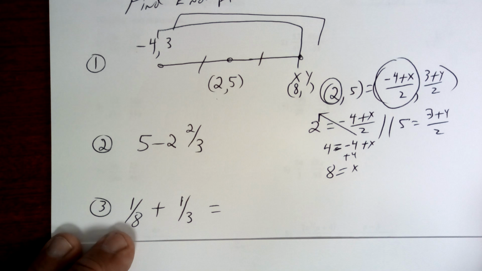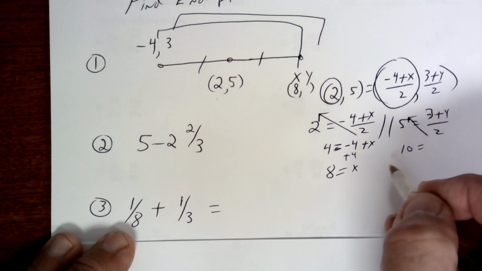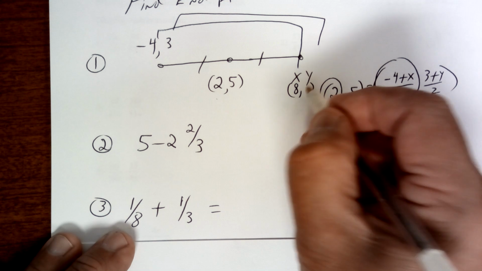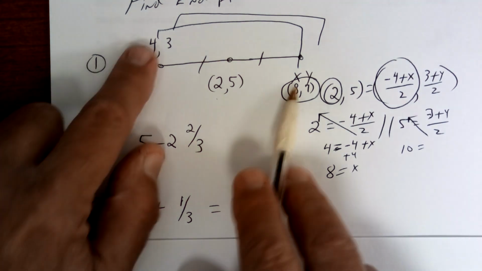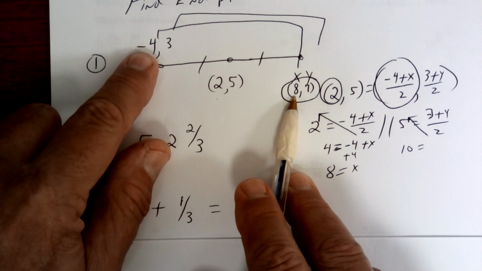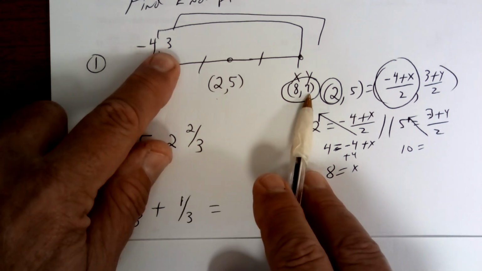This one right here I get 10. And when I subtract 3, I get 7. So this one should be a 7. And there's the endpoint. You can check it. If you add this up, you get 4 divided by 2, you get 2. You add that up, you get 10 divided by 2, which is 5.